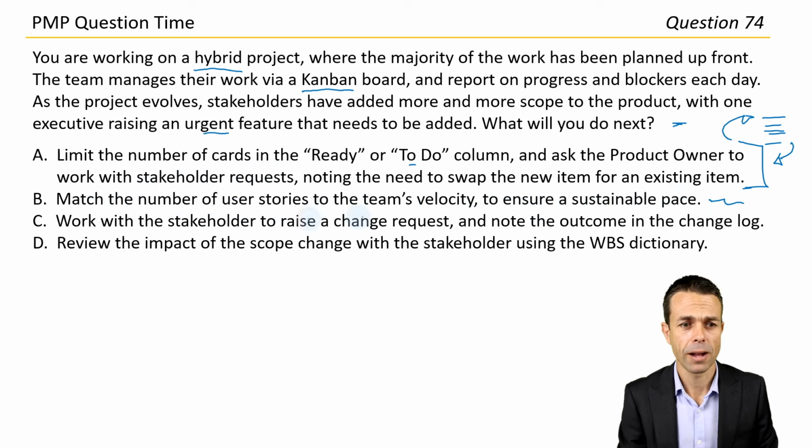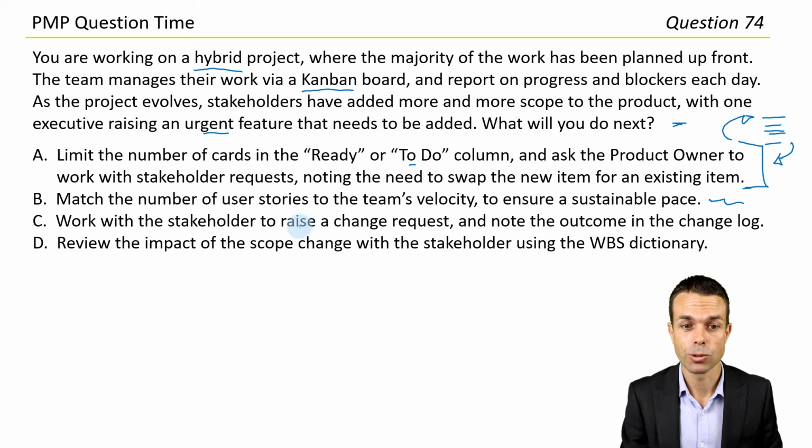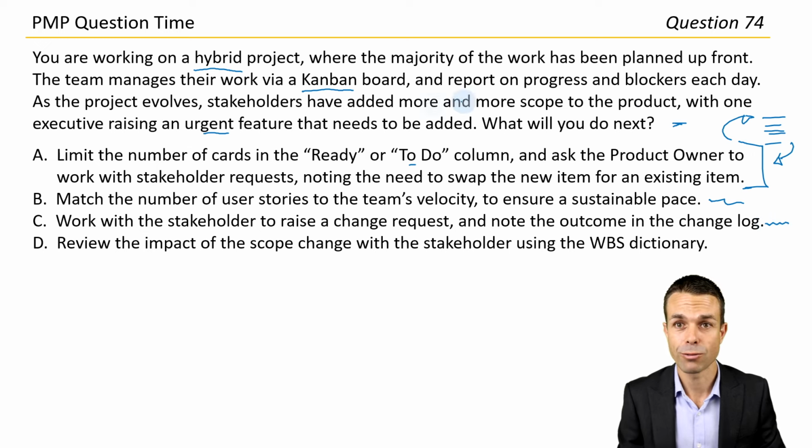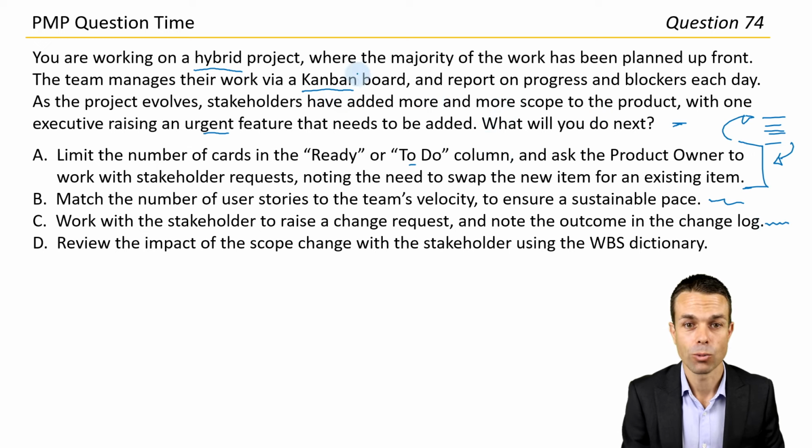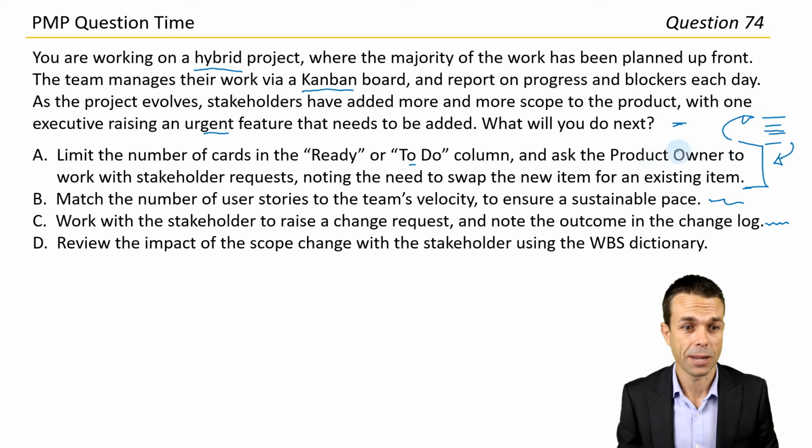Probably not for now. Work with the stakeholder to raise a change request and note the outcome in a change log. That could work as well, but more obviously if we keep adding scope, it's not really a change, it's more of an addition. So for this one, where we've got a bit of an agile way of working, I think prioritization is still the best way.